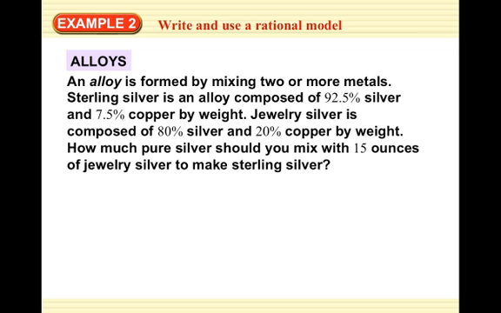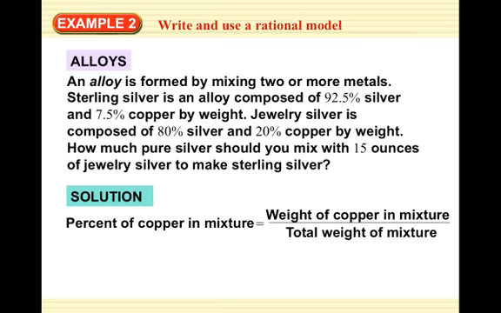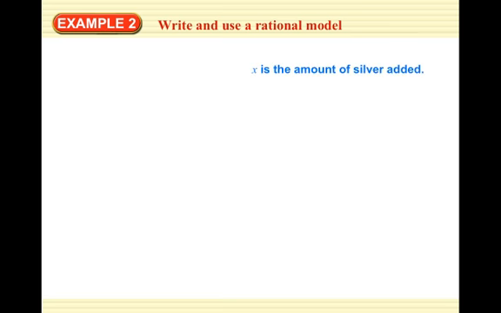Alloys. An alloy is formed by mixing 2 or more metals. Sterling silver is an alloy composed of 92.5% silver and 7.5% copper by weight. Jewelry silver is composed of 80% silver and 20% copper by weight. How much pure silver should you mix with 15 ounces of jewelry silver to make sterling silver? The percent of copper in the mixture is going to equal the weight of the copper in the mixture divided by the total weight of the mixture. And we're going to use that fact to help us solve this problem.